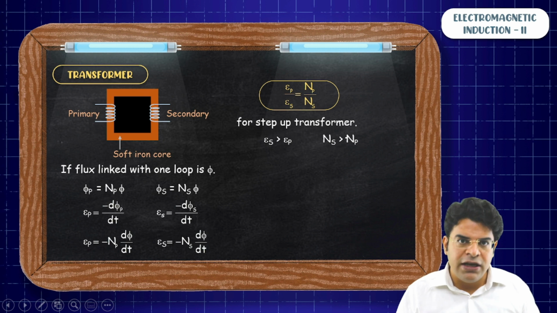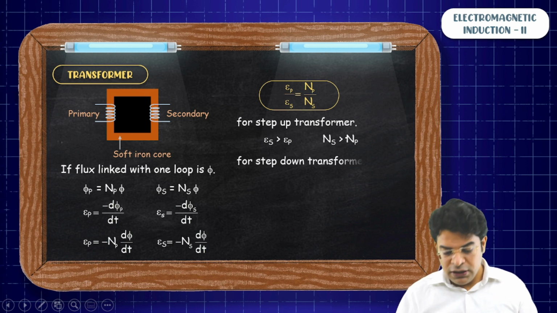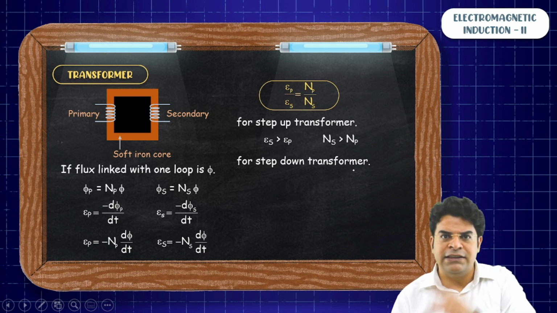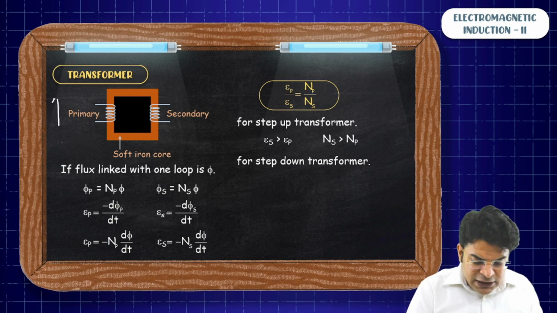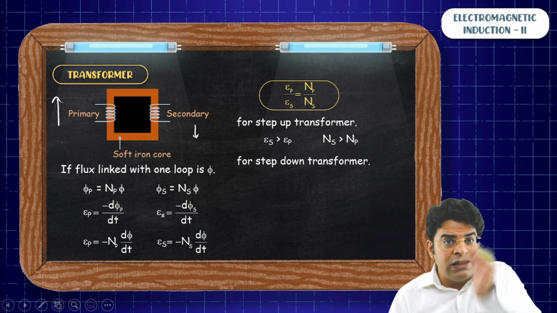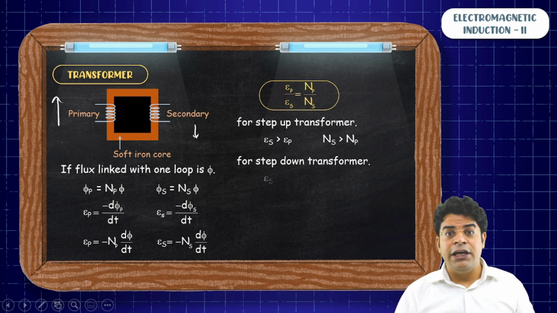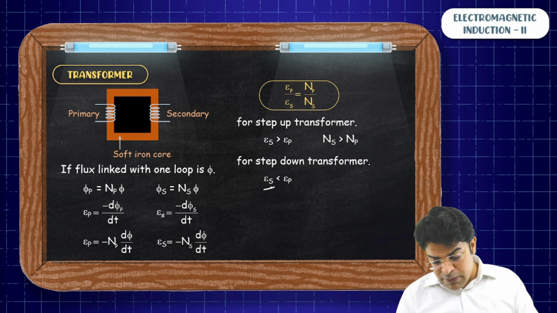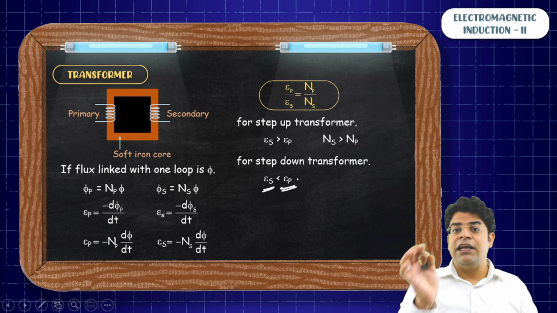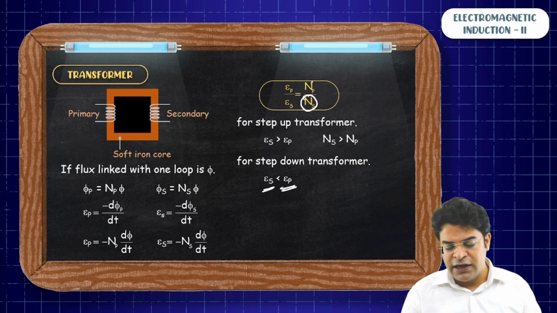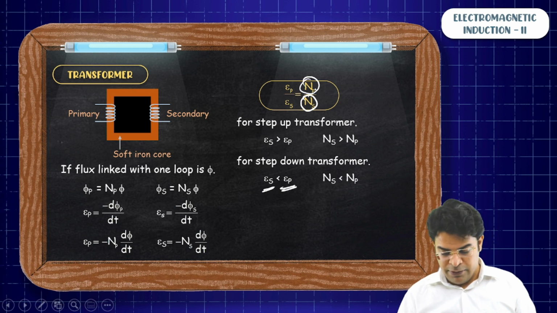Similarly, we have another type of transformer that is called step-down transformer, the one which decreases the potential. So the input potential is high and the output potential is low. If the output potential is less, it means that the EMF induced in the secondary is less than the EMF in primary. If the EMF in secondary is less than the EMF in primary, it can happen only when the number of turns in the secondary are less than the number of turns in primary.